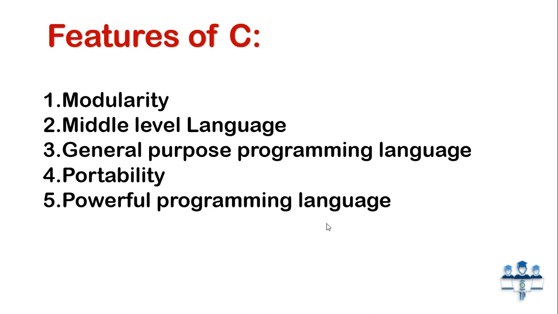So next we have the features of C. What are the features? The first feature is modularity. Modularity means we can take it as an important characteristic of C. That means a C program can be split into a number of modules. Instead of repeating some logic statements time to time, we can use them again. We will have reusability of the modules.